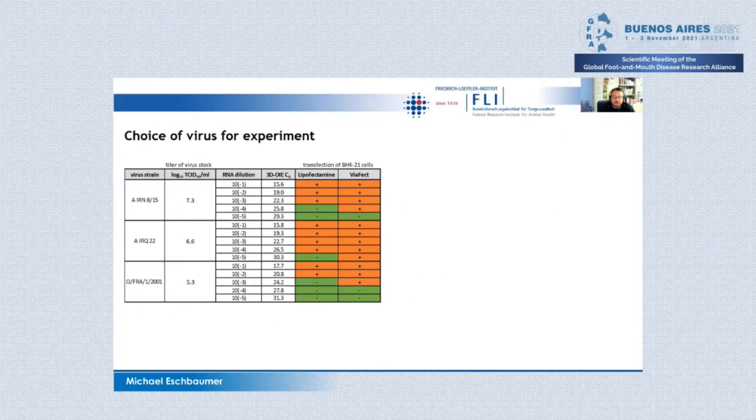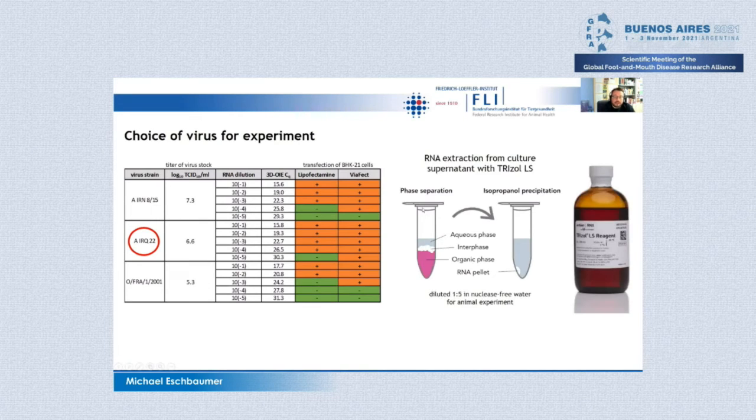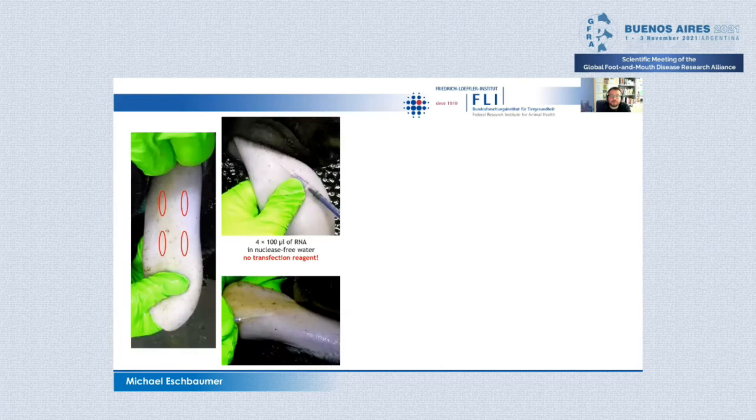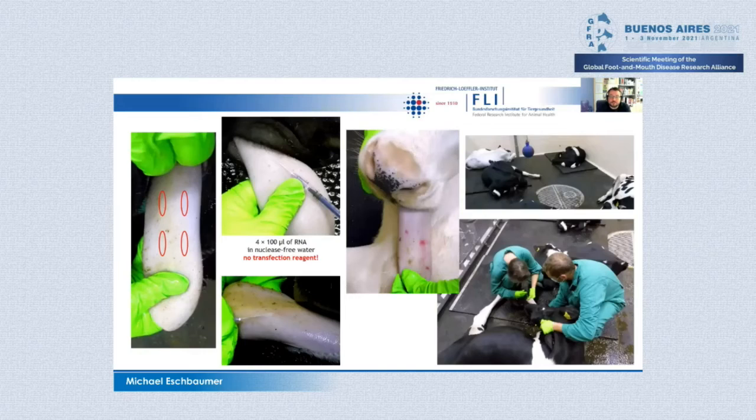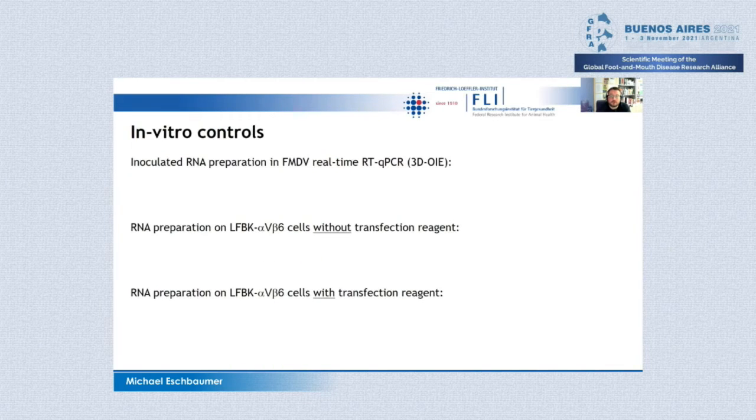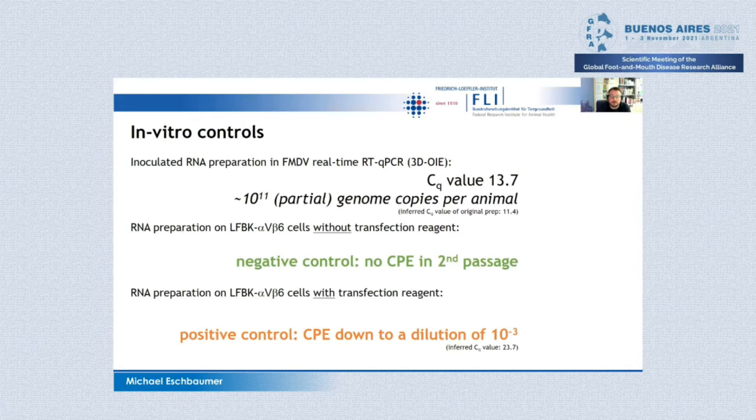We compared different virus isolates for their transfectability, for lack of a better word, and ultimately settled on A IRAC22, one of the reference strains that we use in our serum neutralization tests. We isolated high-quality RNA using Trizol and isopropanol precipitation. The fresh RNA was then injected superficially into 4 sites on the tongue of 6 deeply sedated steers by the standard method. Of course, we made sure that the preparation contained a lot of FMDV RNA, but no infectious virus.